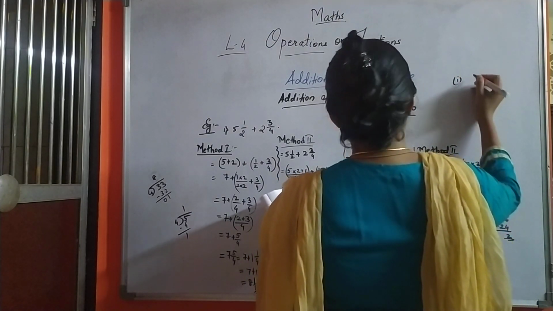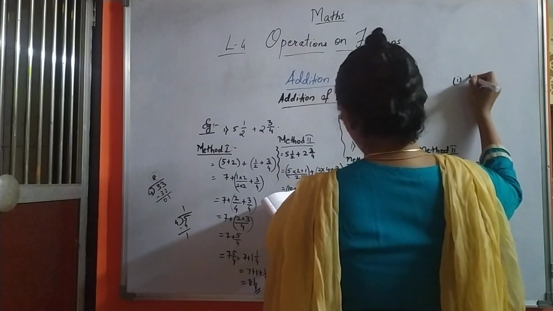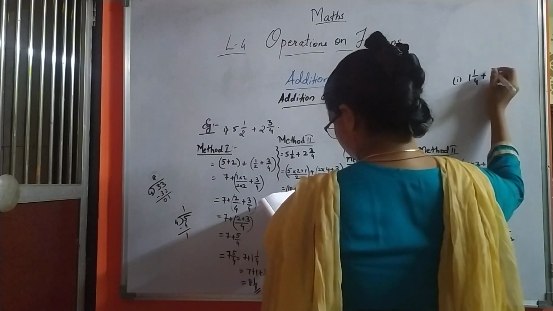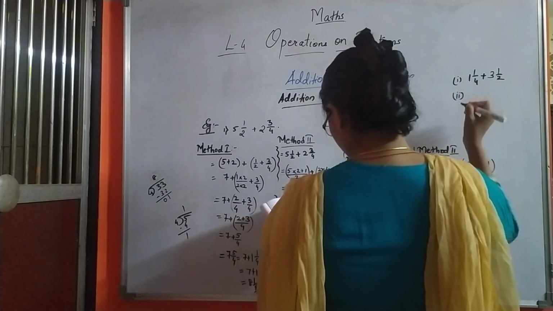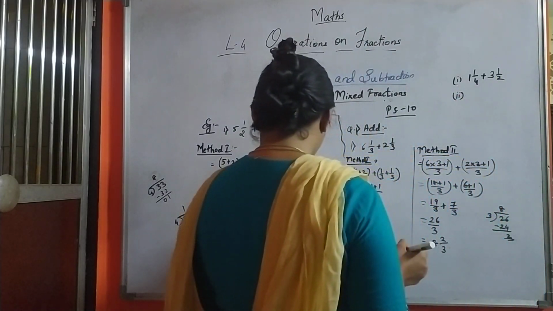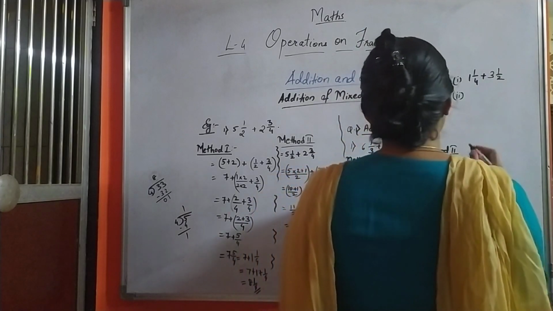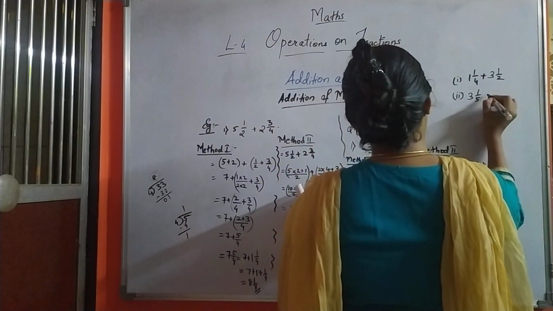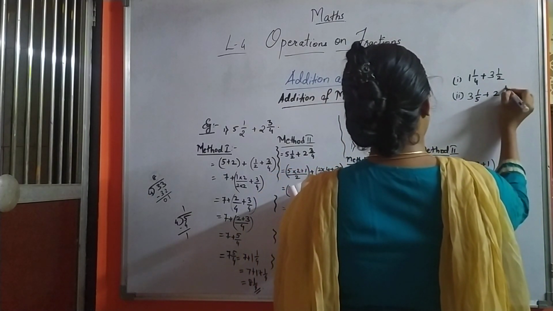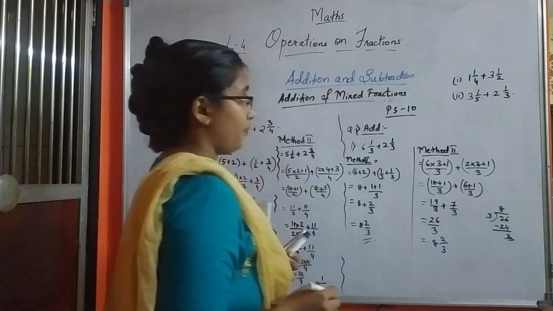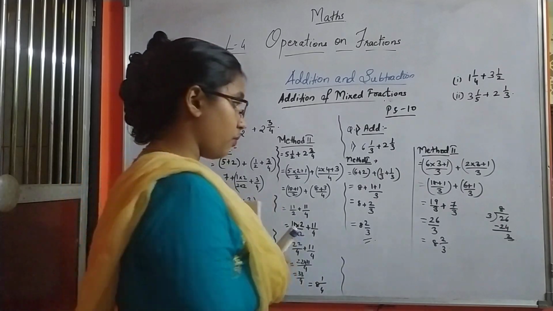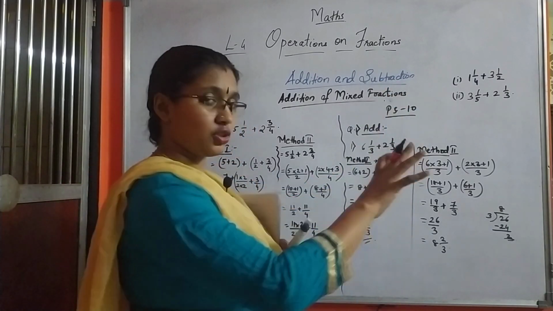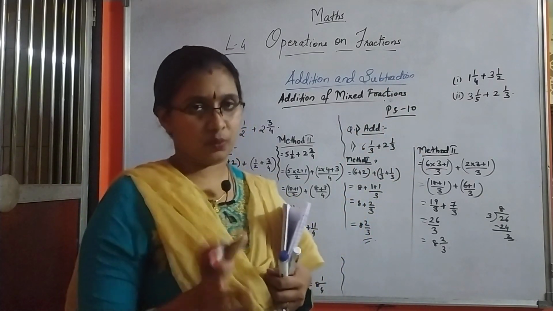You will have the question 4 1 upon 4 plus 3 1 upon 2, and one more question that I am going to give you is 3 1 upon 5 plus 2 1 upon 3. Okay, only these two questions are for homework. The rest you will solve in your book, both the methods, but for the practice questions that I am giving, you can take up any one method.